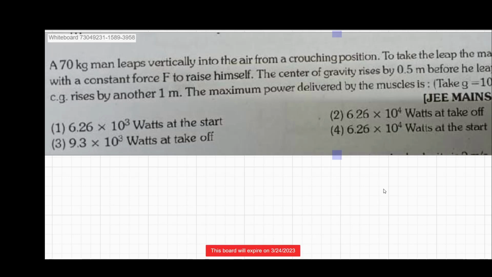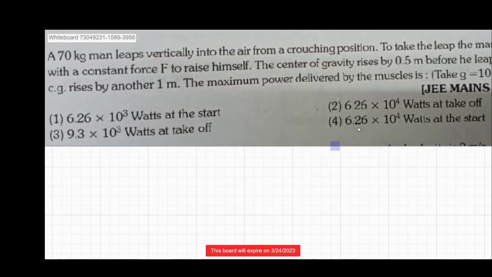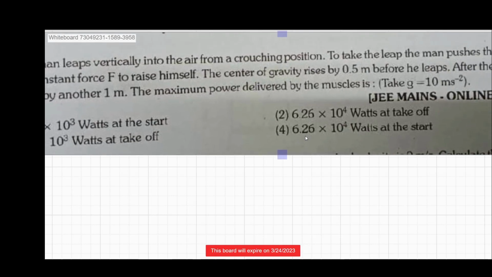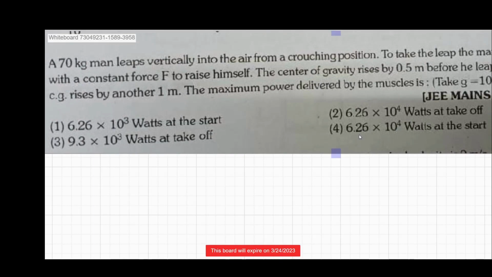So if you read the question, it states that a 70 kg man leaps vertically in air from a crouching position. To take the leap, the man pushes the ground with a constant force F to raise himself. The center of gravity rises by 0.5 meters before he leaps, okay, and after he leaps, the center of gravity rises by another 1 meter. So in this example, you have to find out the maximum power delivered by his muscles, okay, and there are 4 options. So let's see if we can work out this example.